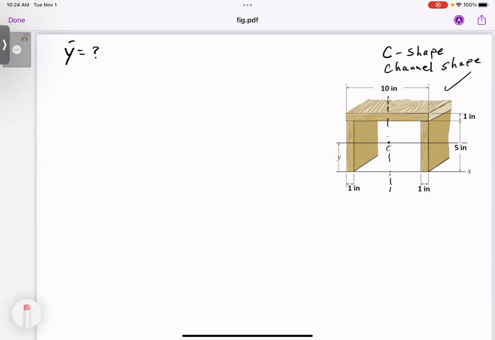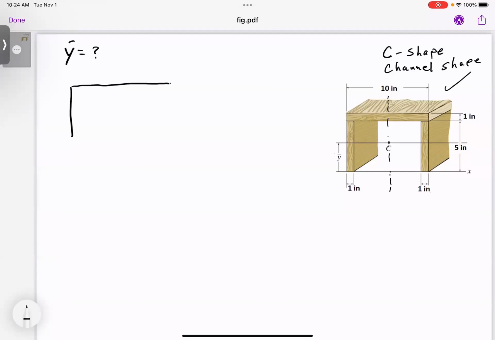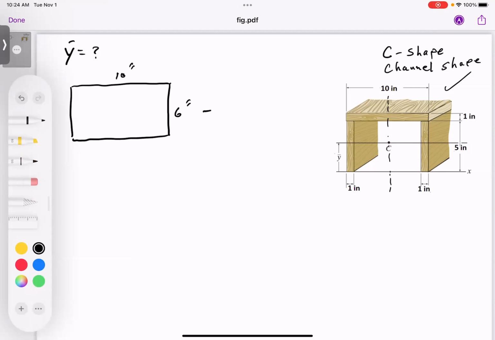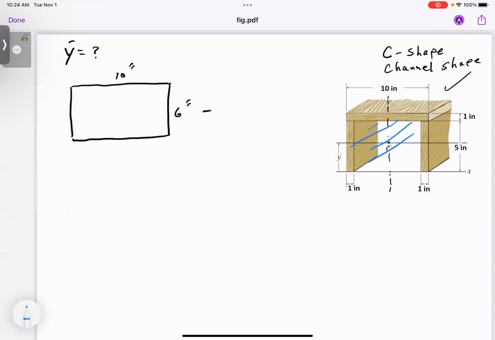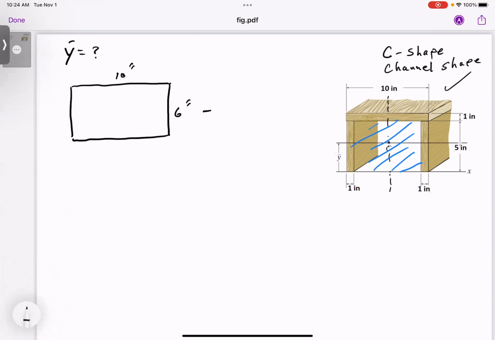I would say that this is like having a rectangle with the dimensions of 6 inches by 10 inches, right? Minus, then I'm going to deduct this piece out of it. So I'm talking about taking this piece out of it. So that's a 5 by, as you could see, 8.